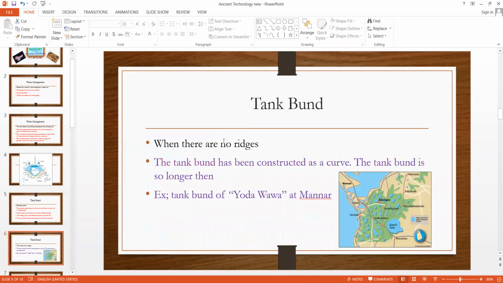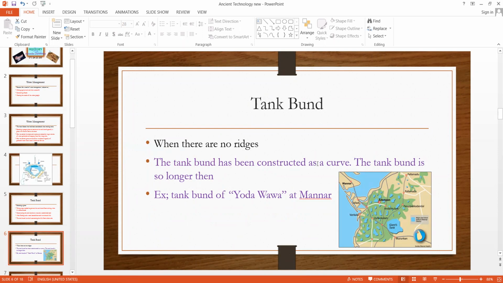Right. So now see when there are no ridges. But sometimes there are some places where you can't find a ridge, no ridges. Like in Manor. So we know that the tank located in Manor region is the giant tank, Yodha. Constructing the tank bund of Yodha, you can see the tank bund is here, a curved tank. Right? So no ridges to join.